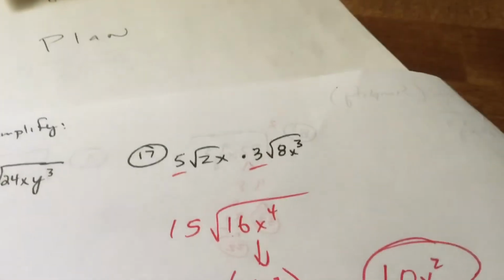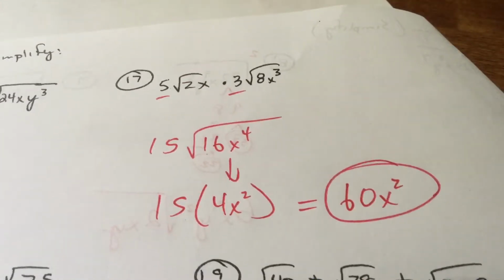Page 2. So, some more practice. Multiply things that are on the outside together. Then multiply what's inside the square roots together. Now, the square root of 16 is 4. The square root of x to the 4th is x squared, so no more square root on that one.